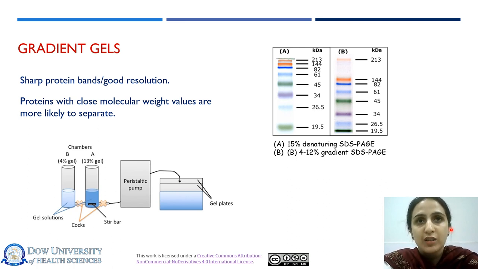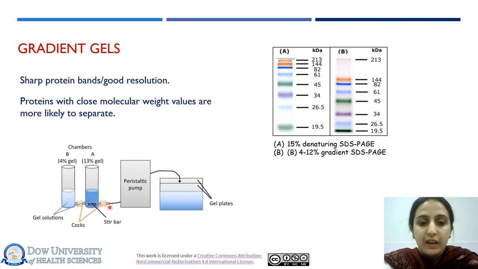For the polymerization of the gradient gels, we require a peristaltic pump and we need a gradient maker, or you can say gradient mixer. So what does a gradient mixer do? It is made up of two chambers, chamber A and chamber B. Chamber A is placed on top of a magnetic stirrer and we put a small magnetic bead inside it. These two chambers are actually connected to each other through a knob. So initially when we are preparing the solution, we close this knob so that the solution in both the chambers would not mix with each other.